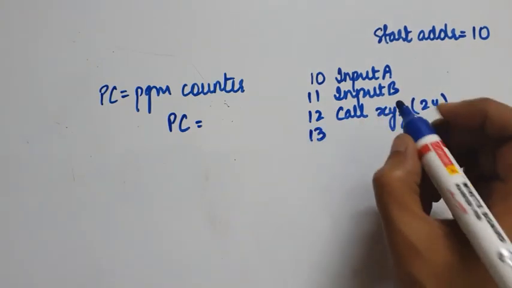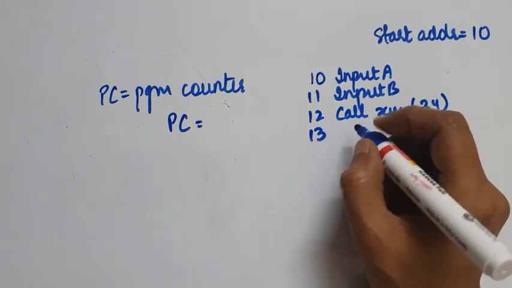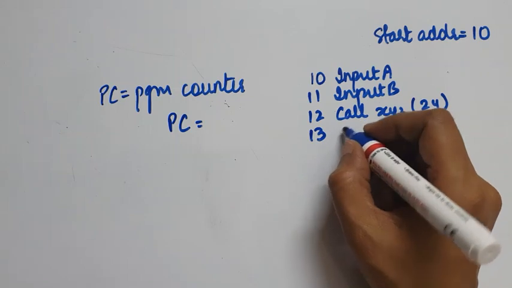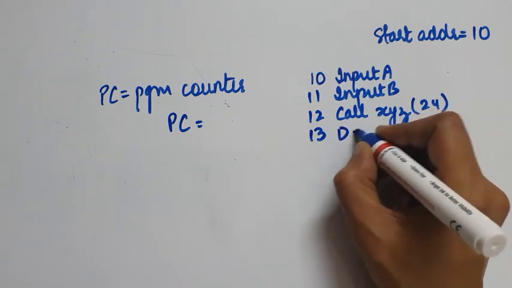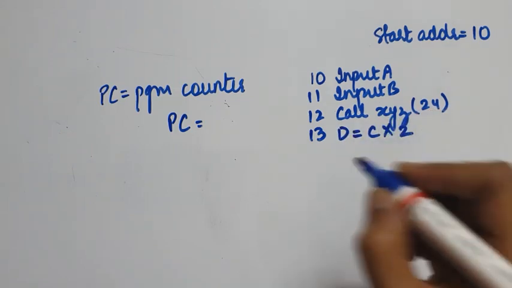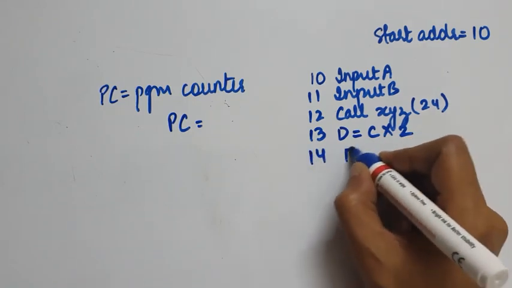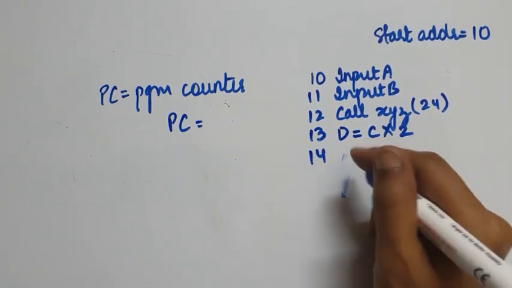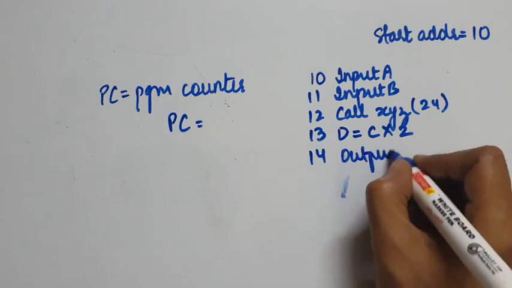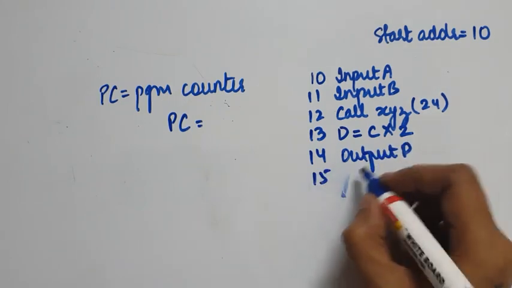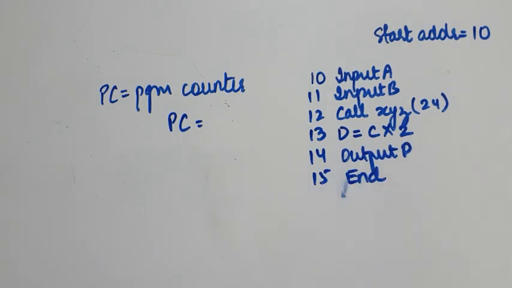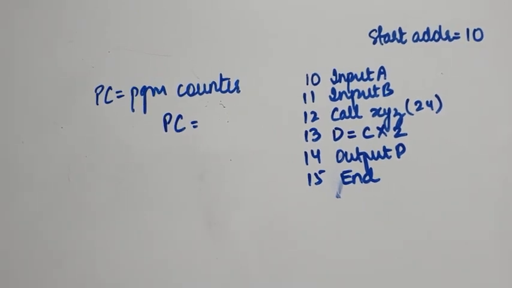13 is D equals to C into 2. No, 14 is output D and 15 is end. Now XYZ here is a subprogram, and it has gone out of focus, right?